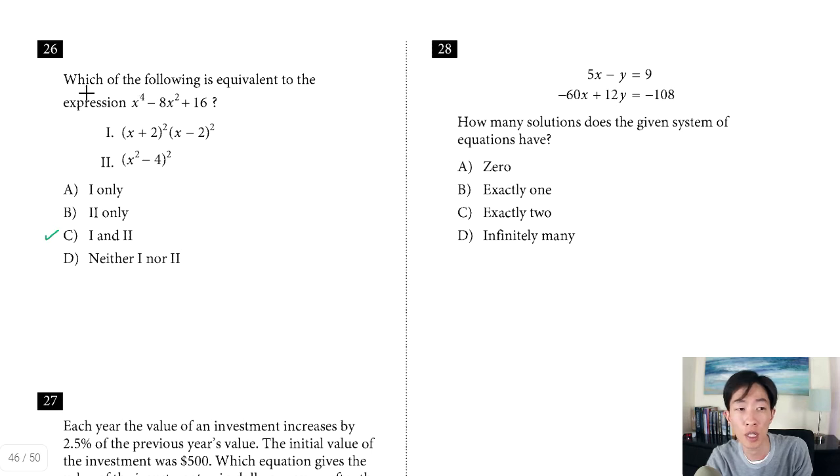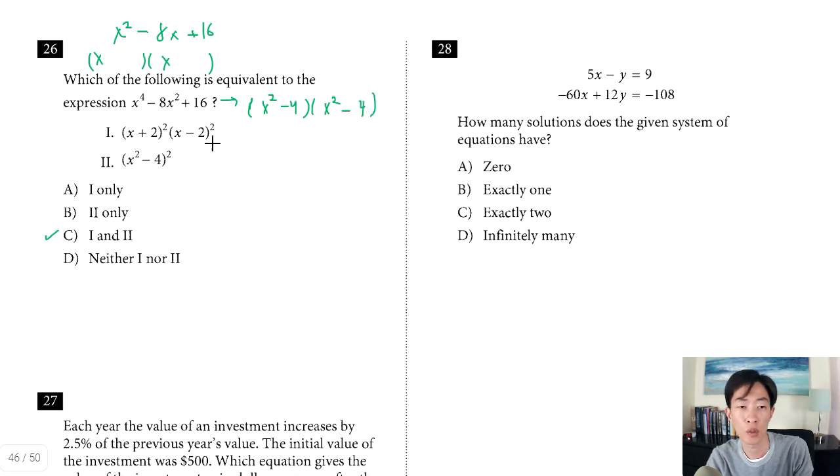But that actually takes a lot of time. And what the SAT really wants you to see on this question is that this is a quadratic. It's just raised to the 4th power. So you're used to seeing something like x squared minus 8x plus 16, and you know how to factor that into x minus 4 times x minus 4. We can actually do the same thing here, but instead of using x and x, this becomes x squared minus 4 times x squared minus 4.